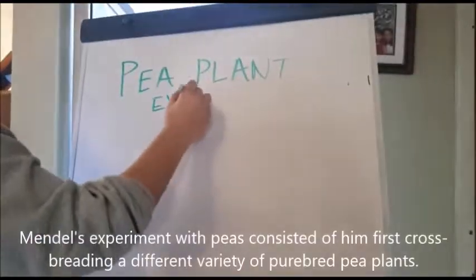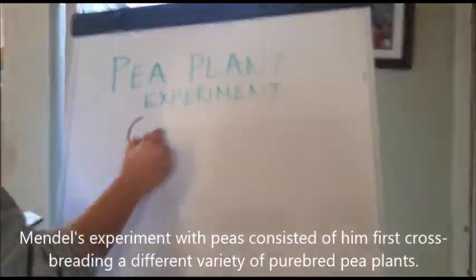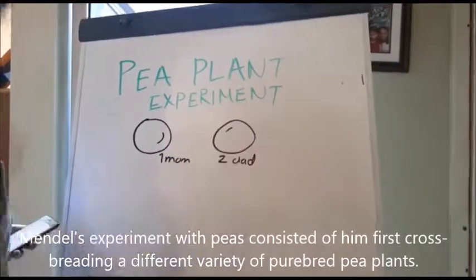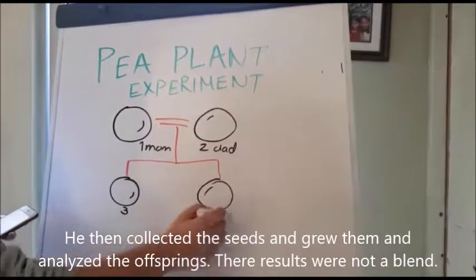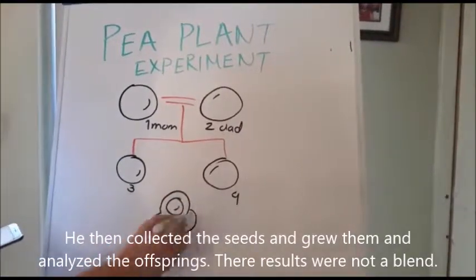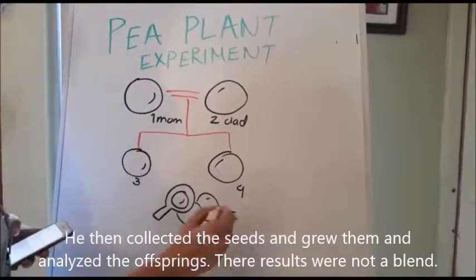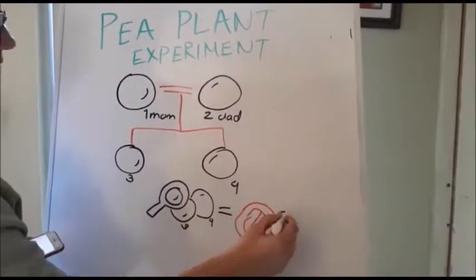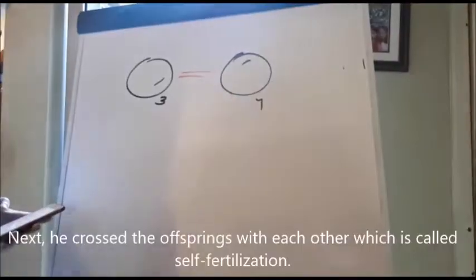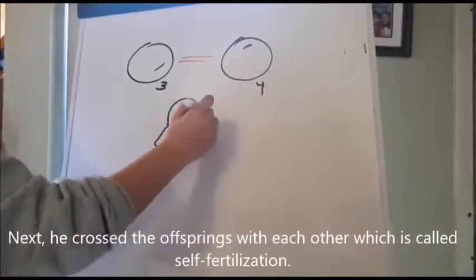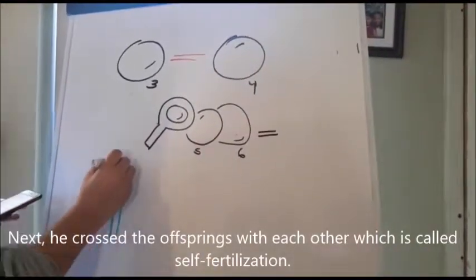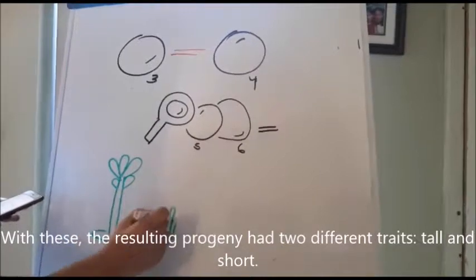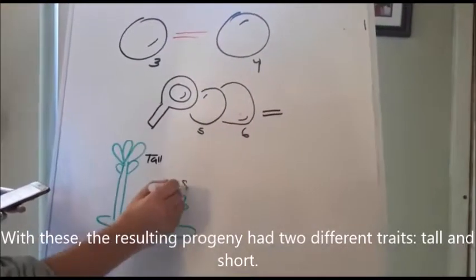Mendel's experiment with bees consisted of him first crossbreeding a different variety of purebred pea plants. He then collected the seeds and grew them and analyzed the offspring. The results were not a blend. Next, he crossed the offspring with each other, which is called self-fertilization. With this, the resulting progeny had two different traits, tall and short.